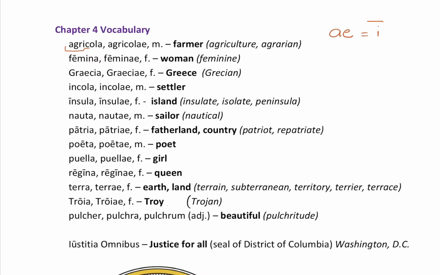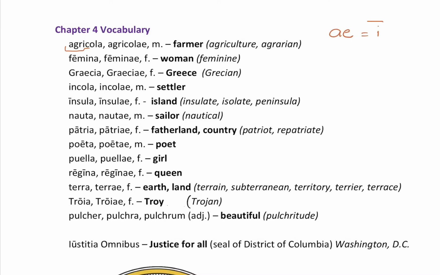Graecia, you have that AE again. It means Greece. We get Greek from it, Grecian. That one's pretty easy. It almost comes right in. This next one doesn't have an English derivative. Incola, incolae. It's masculine. It means settler. Insula, insulae. It's feminine. It means island.